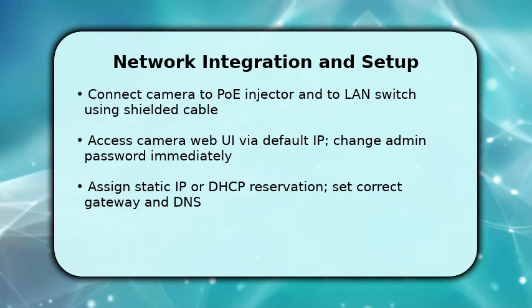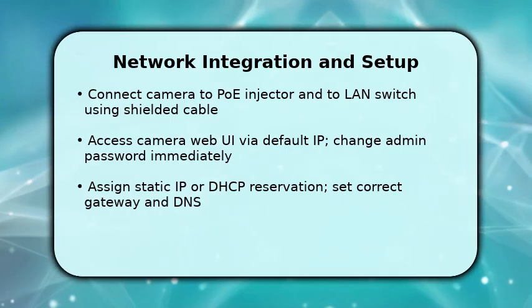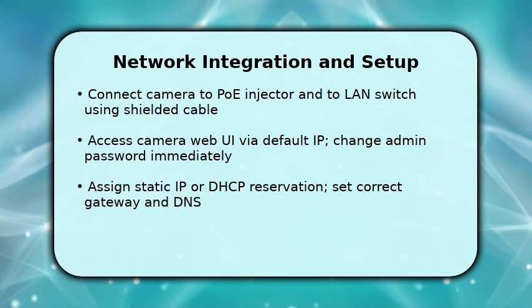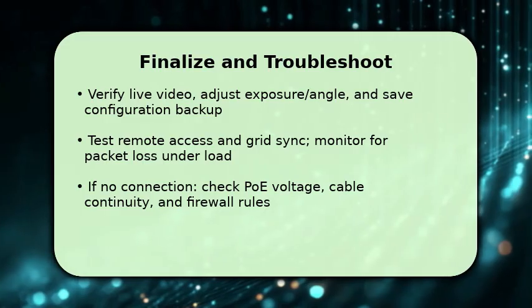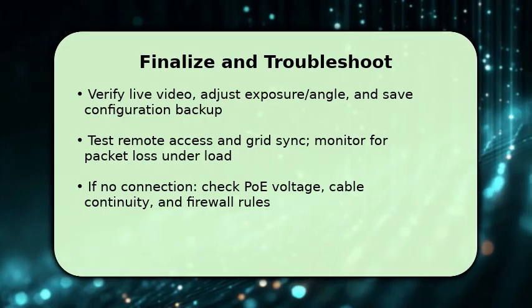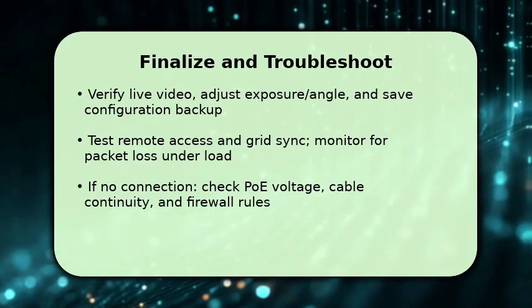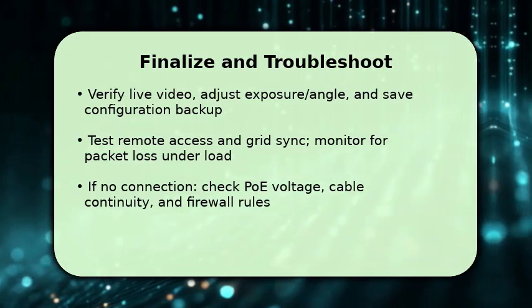Make sure to set grid-specific parameters if required: VLAN, CoS, or encryption. Finally, update firmware and enable only the services you need to minimize exposure. You finish by confirming live video and adjusting camera angle and exposure, then save a configuration backup to recover quickly if needed. Test remote access through the grid endpoint and verify synchronization and latency under typical load.